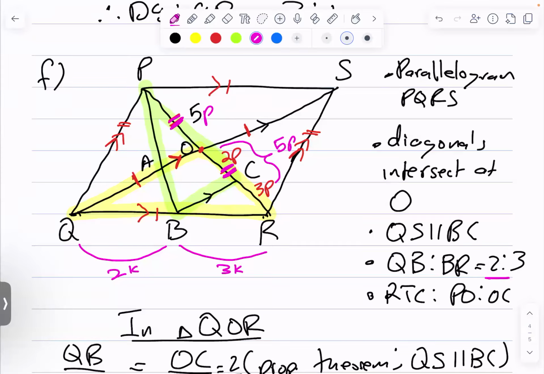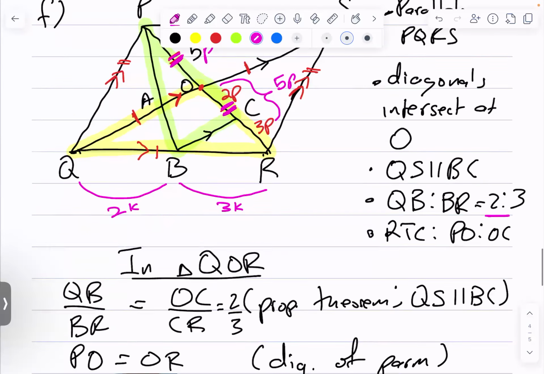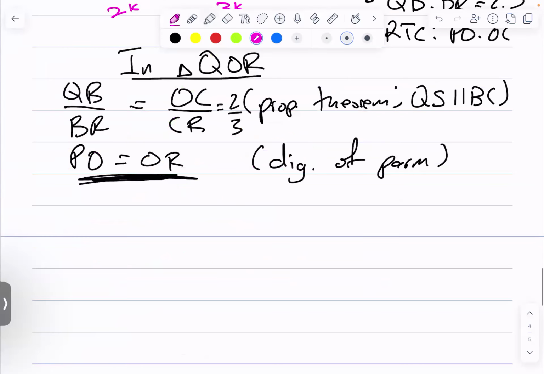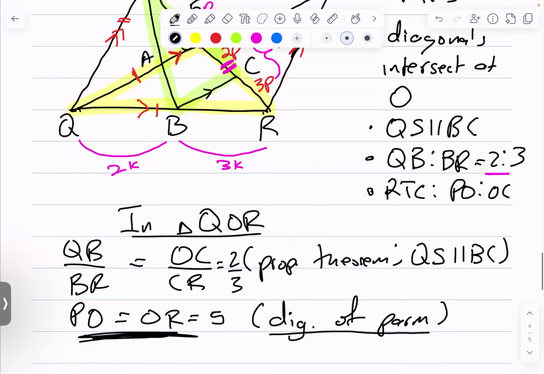So we don't have to give a reason? No, the reason here you have to give: this equals 5 over 1. You can say, because diagonals of a parallelogram are equal.